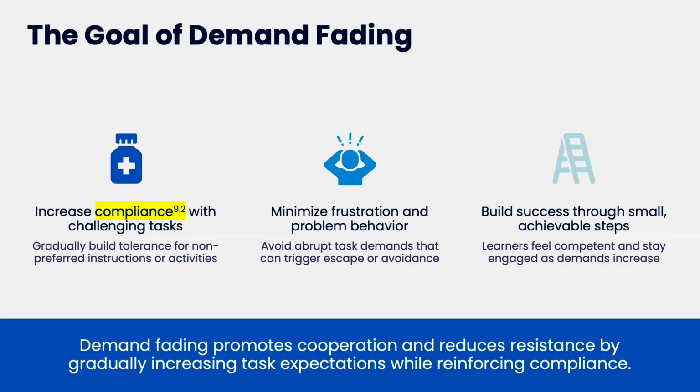The goal of this is we increase compliance with challenging tasks. We gradually build a really good tolerance for non-preferred instructions or activities. We minimize frustration and problem behavior. So it avoids abrupt task demands that can trigger escape or avoidance. This will build success through small, achievable steps. So the learners will feel competent and stay engaged as the demand increases. So overall, it can promote cooperation and reduce resistance by gradually increasing task expectations.